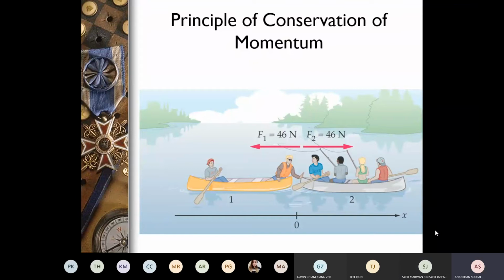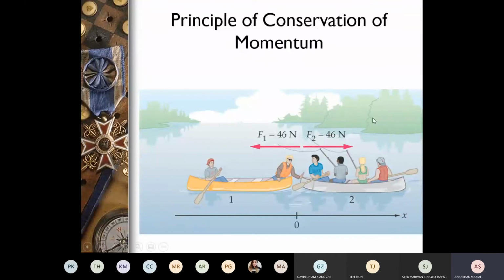Principle of conservation of momentum. You learned this. What does the principle of conservation of momentum say? For a closed system, the total momentum of the system must be conserved. It cannot be lost, cannot be created. Momentum is always the same for a closed system. The principle of conservation of momentum arises based on Newton's third law.